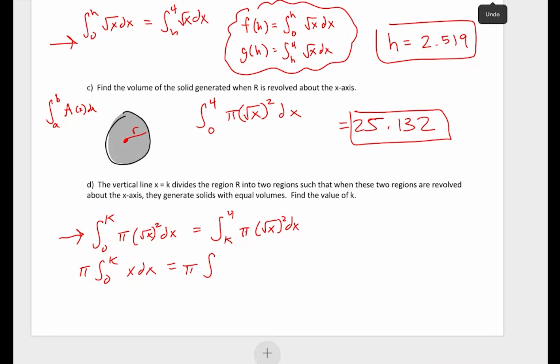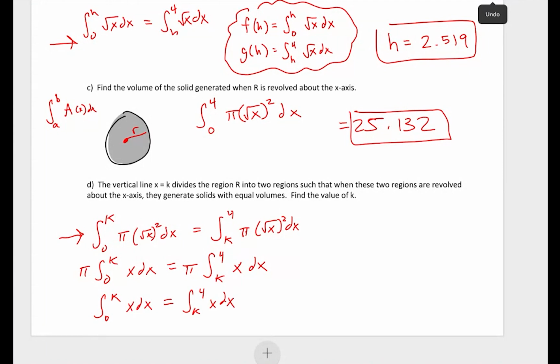Actually, this might just be easier to not try to cheese our way through it, because the expressions here are a lot simpler to deal with. You can even see that we could divide pi on both sides to simplify this even further and say, okay, the integral between 0 and k of x dx needs to be equal to the integral from k to 4 of x dx.